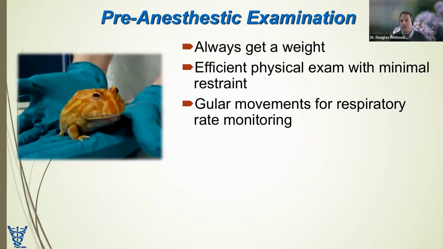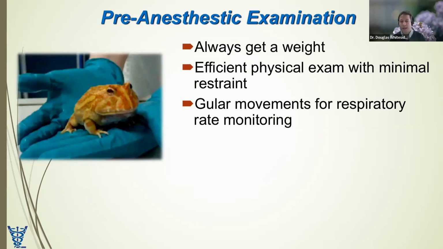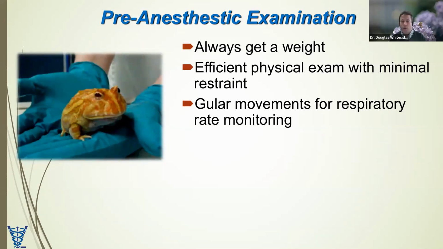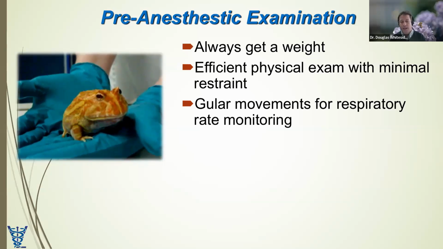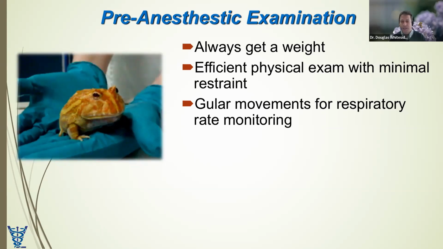We're going to do an efficient physical examination next. We want to have minimal restraint while doing the examination. Remember that amphibians don't have ribs like our reptile species do, and so it's very easy to crush the contents of their coelomic cavity. So we want to use minimal restraint, but obviously a lot of amphibians will try to jump away. They're very good at trying to escape, so we also want to use enough restraint to keep them from escaping.